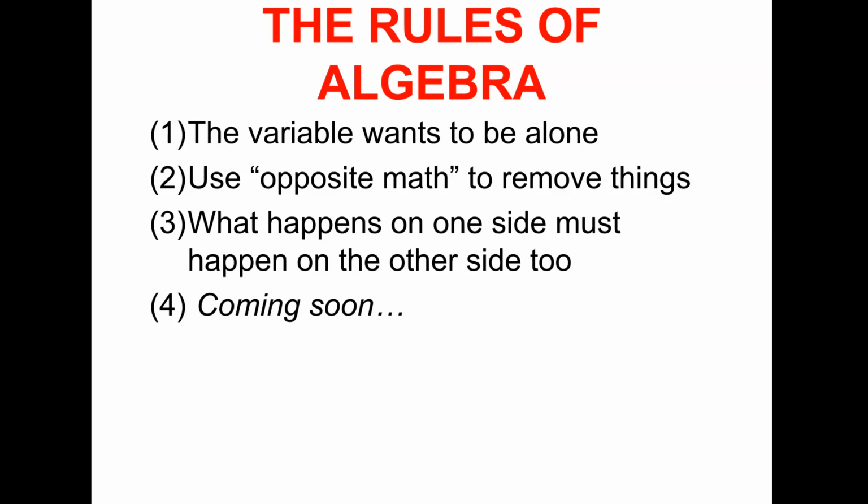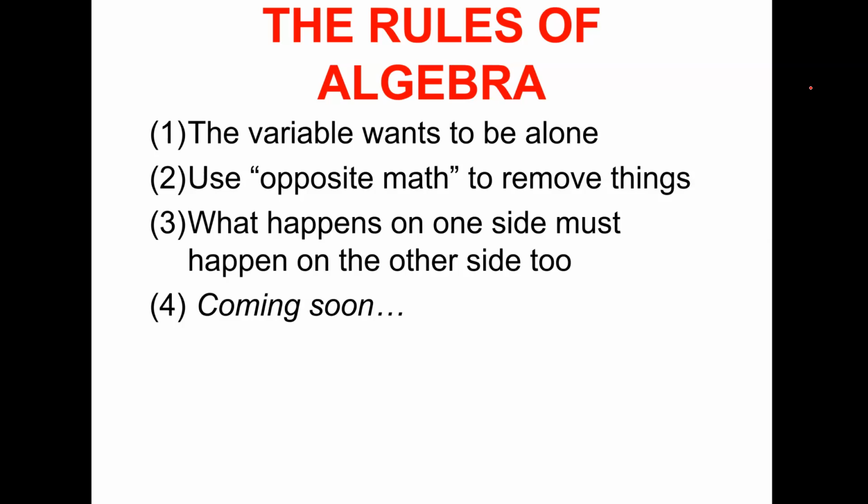Number 2, use opposite math to remove things. Those mathematical actions we want to get rid of so the variable can be alone. To get rid of them, to blow them up, we're going to use opposite math. Addition and subtraction are opposites, multiplication and division are opposites, and roots and exponents are opposites, though we won't start using those for a couple of weeks.